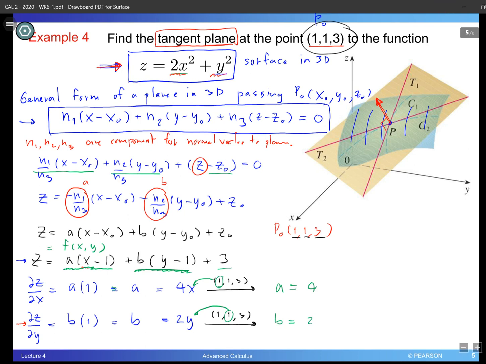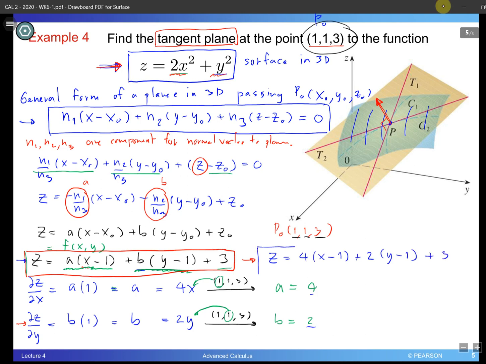Now I can move back to this equation right here, the one that I had earlier. Now I know the values of a and b, so I can just plug them in to get the complete equation for the plane. So this is going to be z equal to a, which is 4, so 4(x minus 1), plus b, which is 2, times (y minus 1), and plus 3. And that is it for the tangent plane to the surface at the point (1, 1, 3).